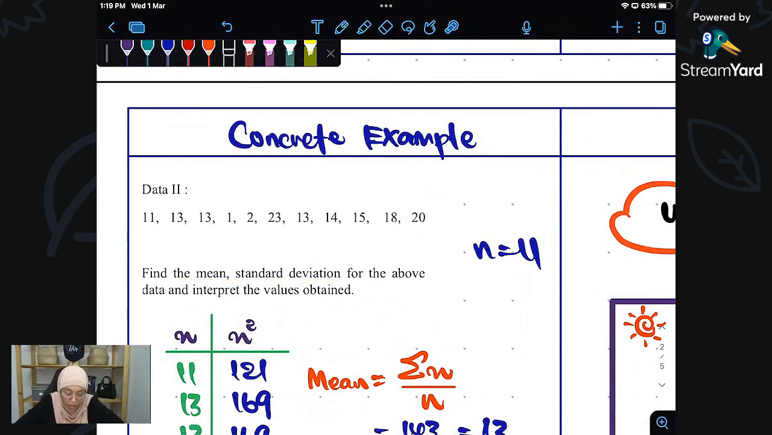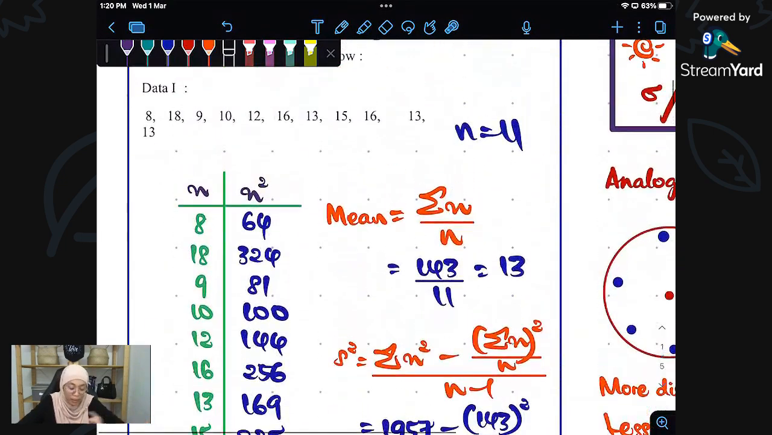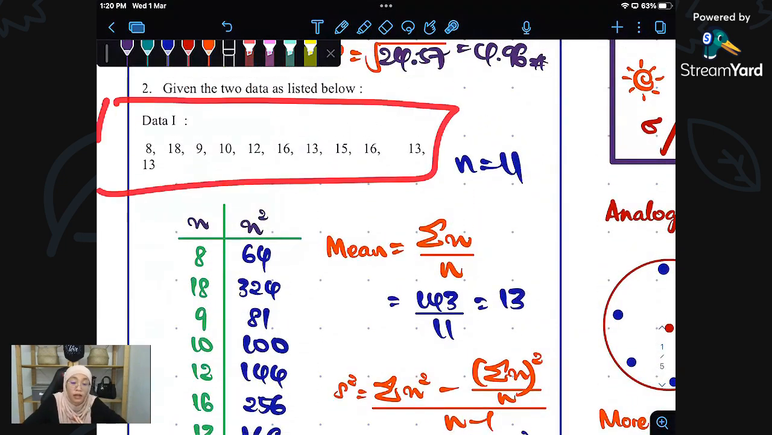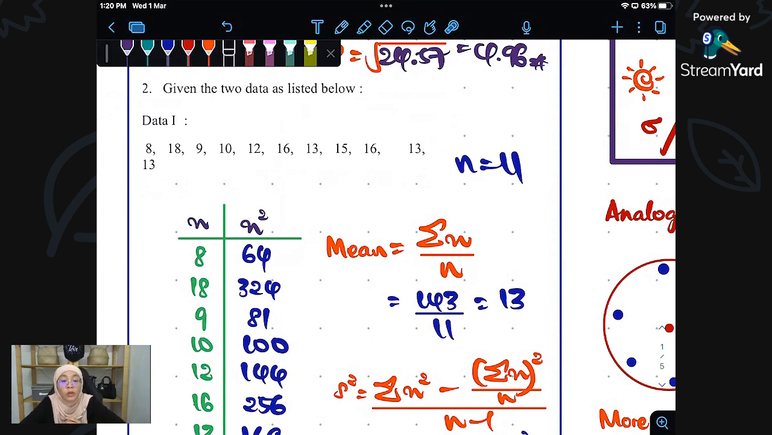Dia tak minta variance, tetapi dia minta standard deviation for the above data, and then interpret the values obtained from both data, from two datas, ya. Kedua-duanya dia minta kita interpret kan. So how do we interpret it? It's okay.